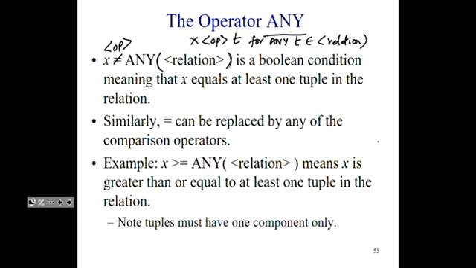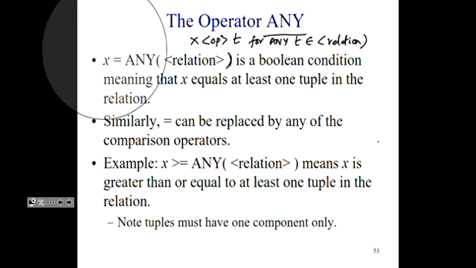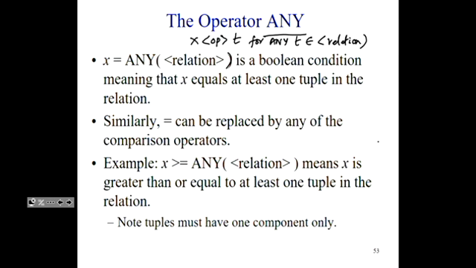Okay, so if X operator T is true for any T in relation, then this condition evaluates to true. So in our example, we had X equals any. If you have X equals any in this relation, that is a Boolean condition that evaluates to true if X equals at least one tuple in that relation. Okay, so if X equals at least one tuple in that relation, that will evaluate to true.